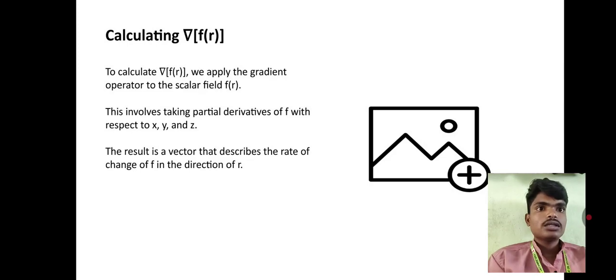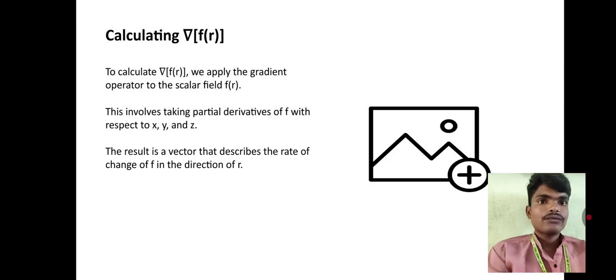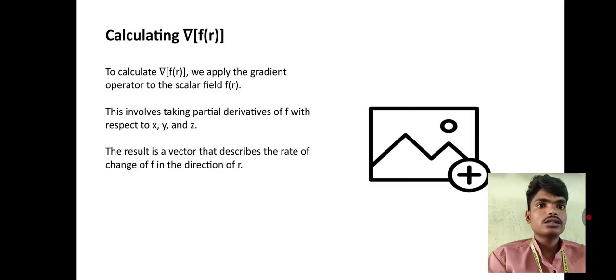We are applying the gradient operator to the scalar field f of r. This involves taking partial derivatives of f with respect to x, y and z. The result is a vector that describes the rate of change of f in the direction of r.